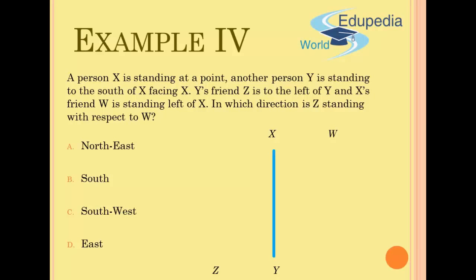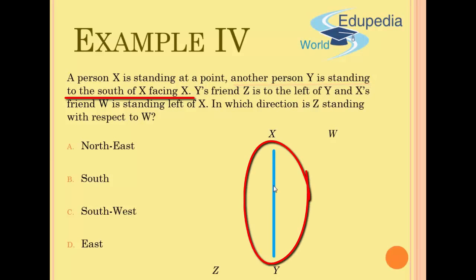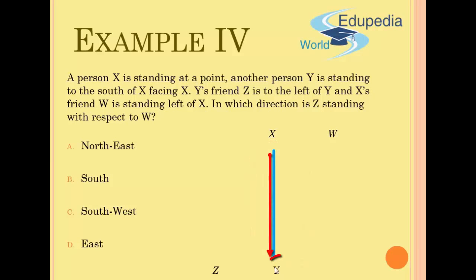In this particular question, example 4, the question says a person X is standing at a point. So we have plotted X here on top. Another person Y is standing to the south of X, facing X. So we use a blue line and we go in the downward direction, that is the southward direction, and we position Y to the south of X, and Y is facing X. When I say Y is facing X, it is implied that X is also facing Y. They are facing each other. So Y is facing in the northward direction and X is facing the south direction.